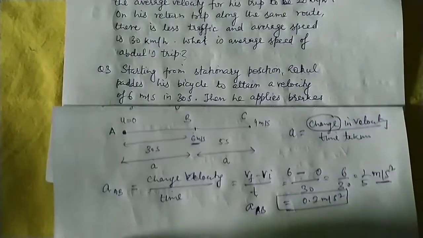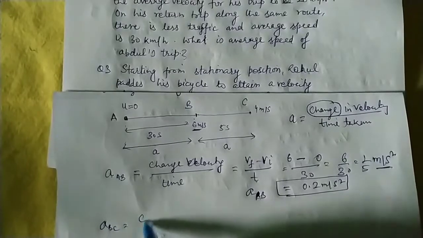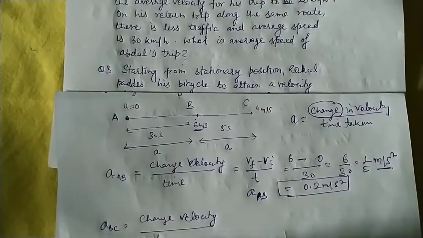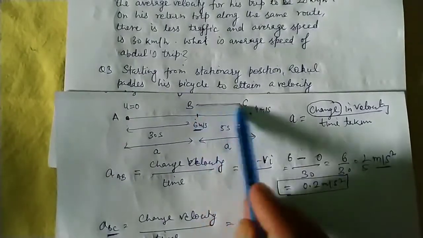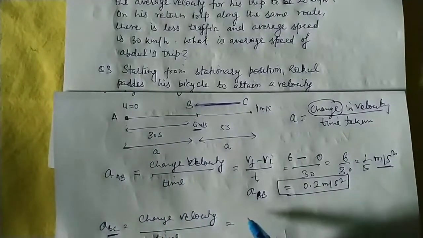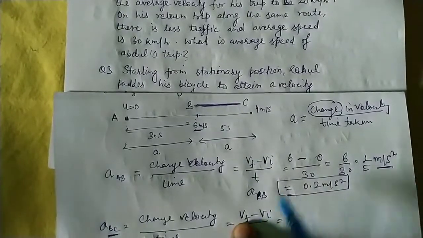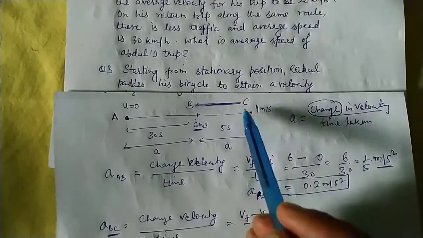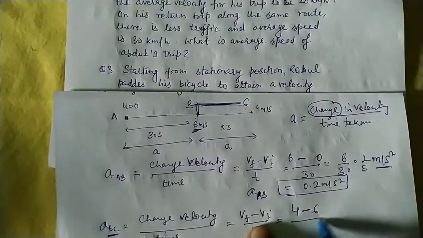Now what is the acceleration for B to C? So it is change in velocity divided by time taken. So here which region? BC region. So this region is BC. In this region we have to find it. So in this region, what is the change in velocity? What is change? Final velocity minus initial velocity, divided by time. So what is final velocity? Final velocity means final point. Final point is 4. What is initial point? In this region, what is the initial? This is it. Initial is 6. 4 minus 6, divided by time.